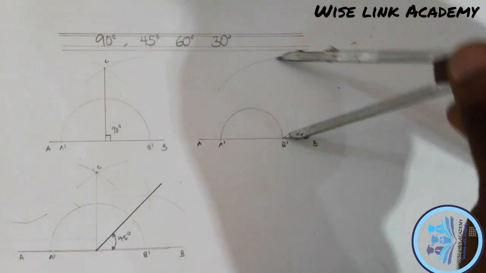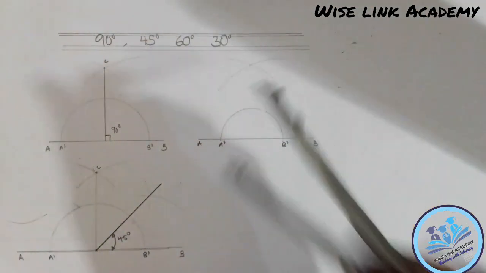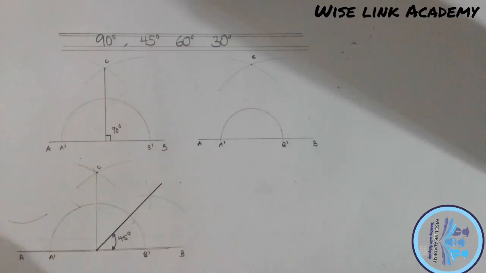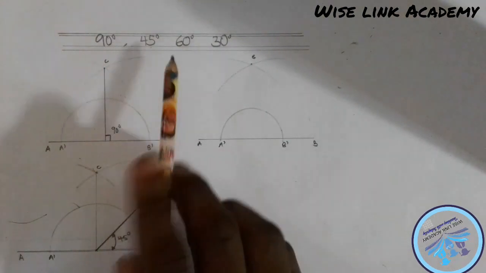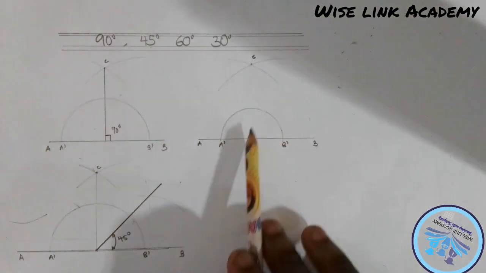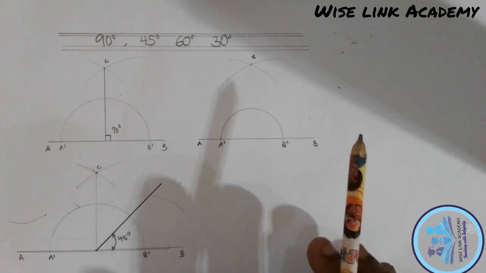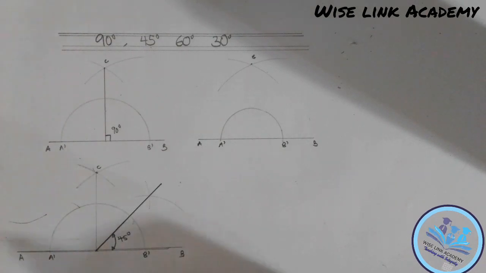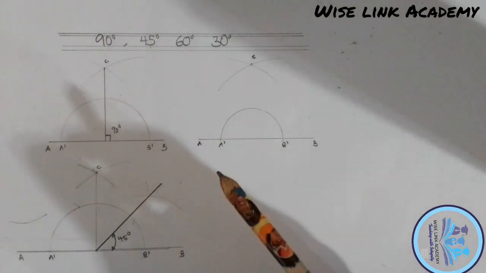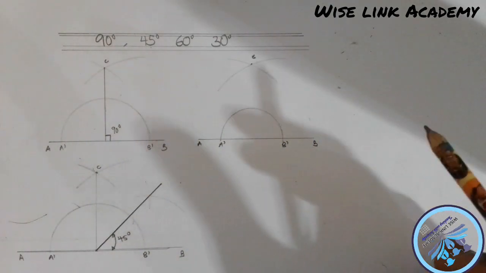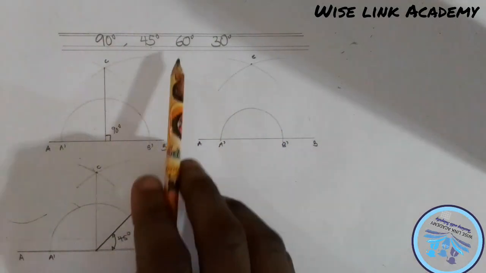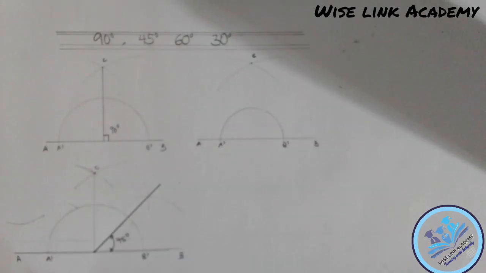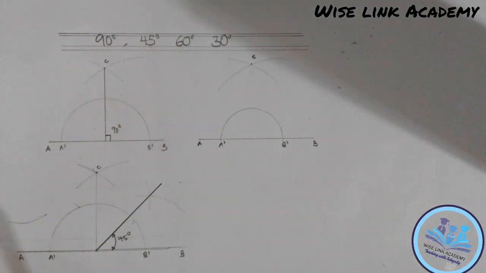Just this one, strike an arc here, come to this point A, strike an arc this way. The way they meet here will be my point C. My aim is to produce 60 degrees. This 90 degrees I'm using is just for me to make it look accessible, and it helps to produce some of the wanted angles. But in this case, for 60 degrees, I don't really need my 90 degrees to produce it. But let's just draw 90 degrees.